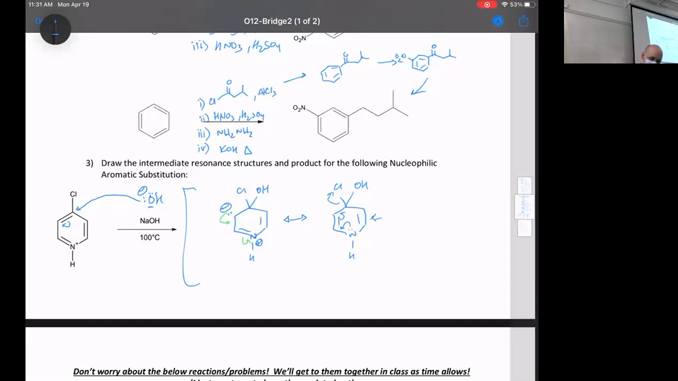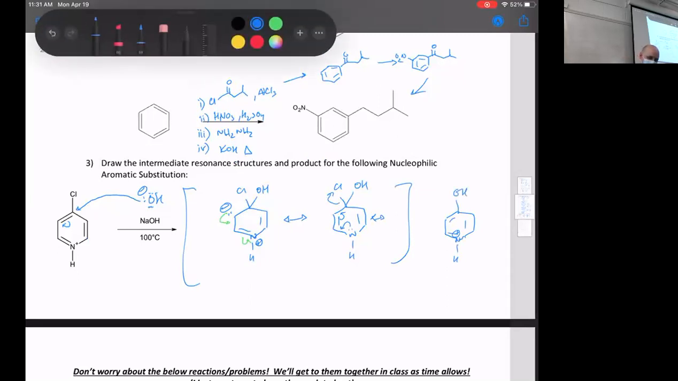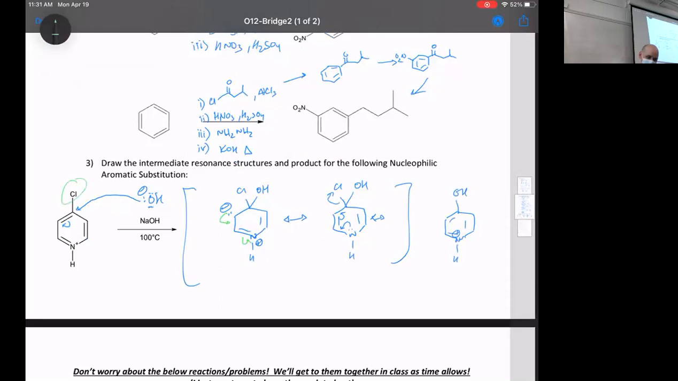And so there is one more resonance structure. I'm not going to draw it. And then your product would be, at the end of the day, we kick off the chlorine and replace it with OH. So notice that overall, all we did is nucleophilic aromatic substitution. Your nucleophile comes in and kicks off your leaving group. That's how the product works.